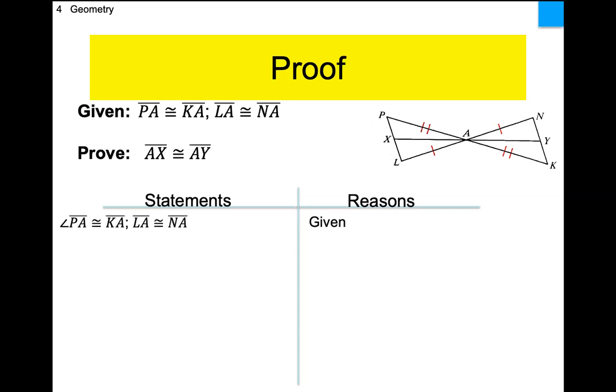Grammar Nazi, check my work here. So she said that we got vertical angles so that we could call out vertical angles. I agree. That would be my first step.